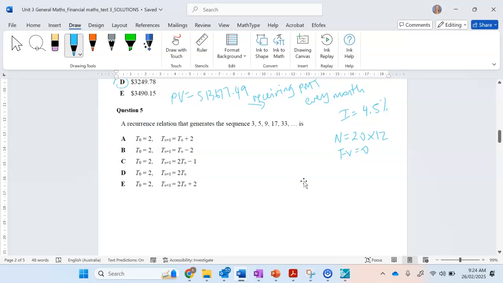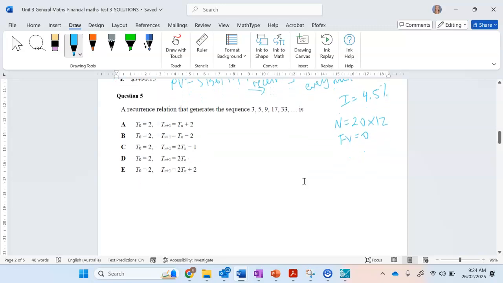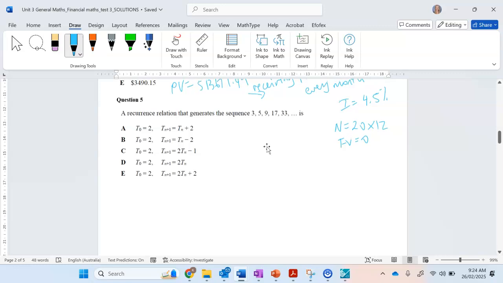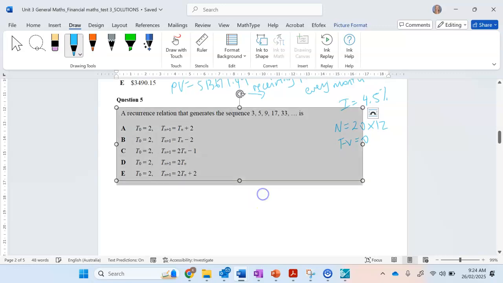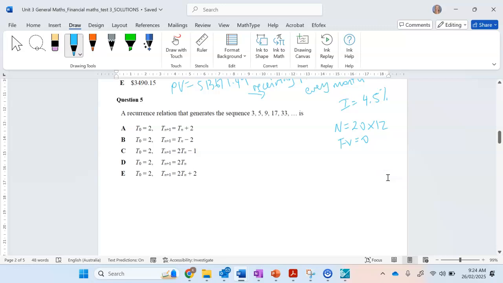All right, a recurrence relation that generates the sequence is... All right, so what do we... Okay. So for this one, we don't have an initial value, but that doesn't mean that we have to start at 2. That's an interesting question. All right, so what's happening with the 3 to 5? We're adding on 2, and then we're adding on 4, and we're adding on 8. So we're not adding on 2 each time. We're not subtracting 2 each time.